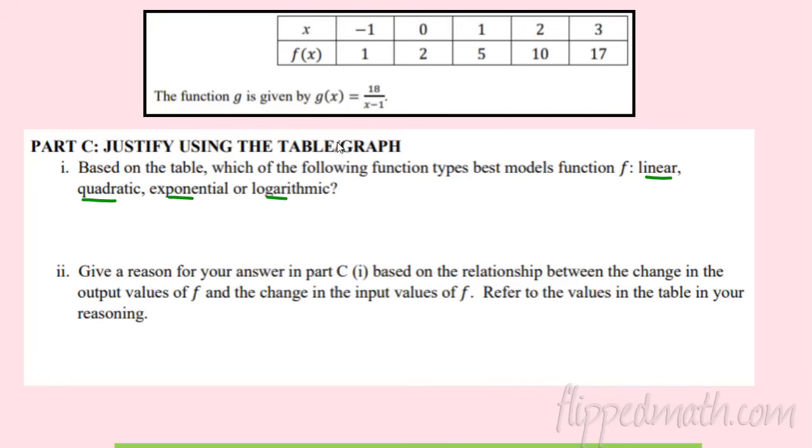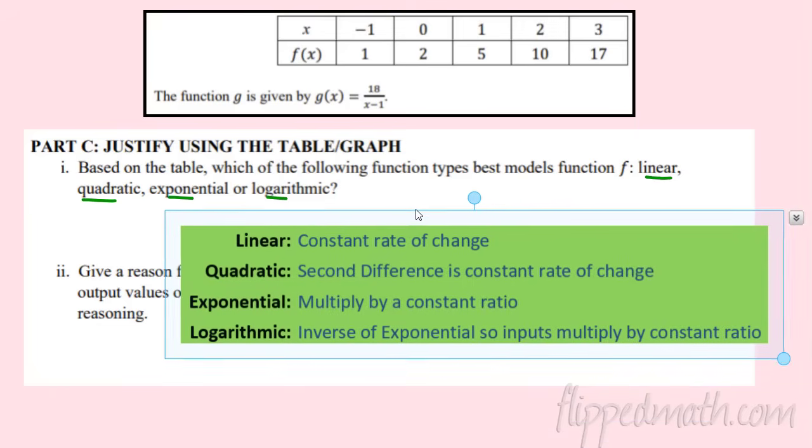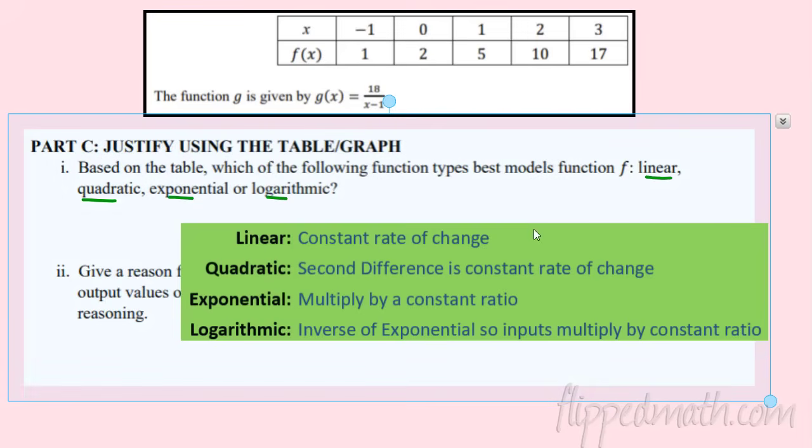So I think I have a little chart I made here. If I can grab it. Oh, come on up here. There it is. This will help us decide. If it's linear, we're looking for a constant rate of change. Quadratic, the second difference is a constant rate of change. Exponential, we are always timesing. And then I think of logarithmic as the opposite of exponential. So your x's are timesing, not your y's. That's kind of a weird one.